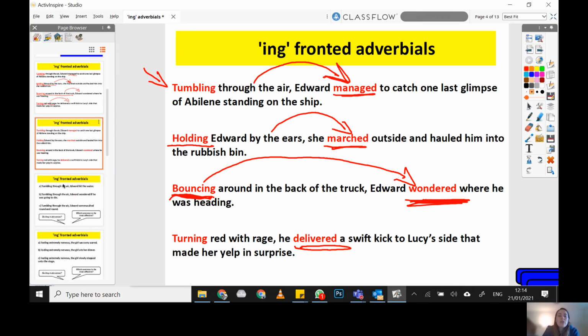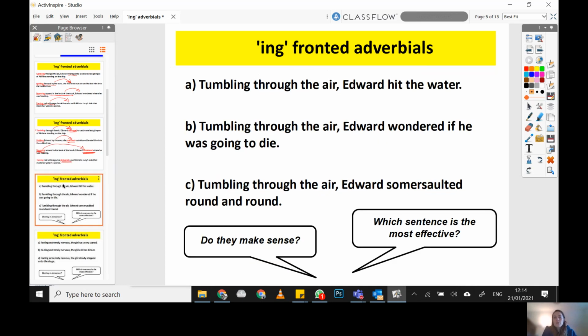Okay, so we're going to use this information to write fronted adverbials using a verb ending in ing to describe how the main part of the sentence is happening. So we're going to go through some examples. I've got 3 sentences on the board that say the same thing in different ways, and we're going to try to figure out which is the most effective and does it make sense. So I'll read them out to you, and I want you to be thinking, 1, does it make sense? And 2, is it effective? Does it give me information about how it's happening?